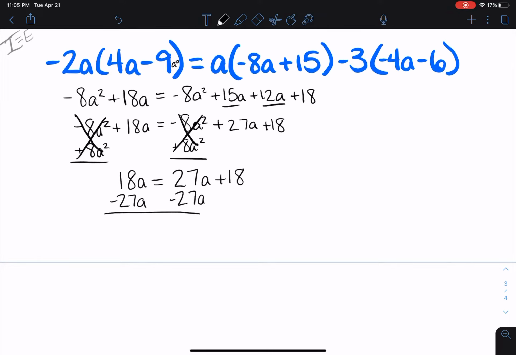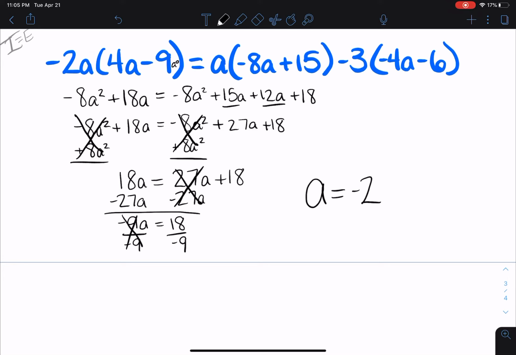So 18 minus 27 should be negative 9a. This is going to become 0a, which is 0, and that leaves us with 18. So negative 9a equals 18. Divide both sides by negative 9. If we divide both sides by negative 9, this just becomes a, and 18 divided by negative 9 means that a is equal to negative 2.